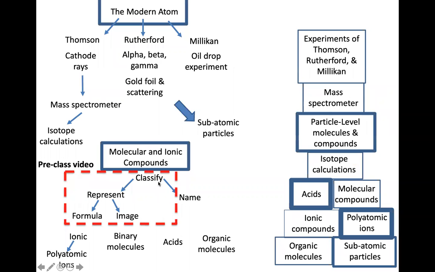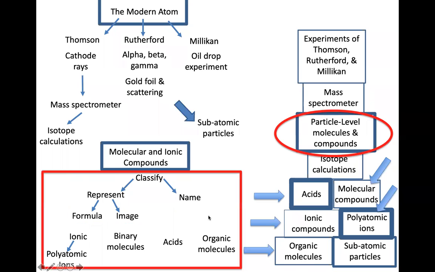Within the pre-class video, we were looking at a few different ways to talk about molecular substances and ionic compounds. Those are related to this idea of, can we describe what's going on at the particle level? So what I'd like to do now is talk a little bit about that. And then as time allows, we're going to move into this whole cluster of ones at the bottom, which all have to do with different aspects of naming.